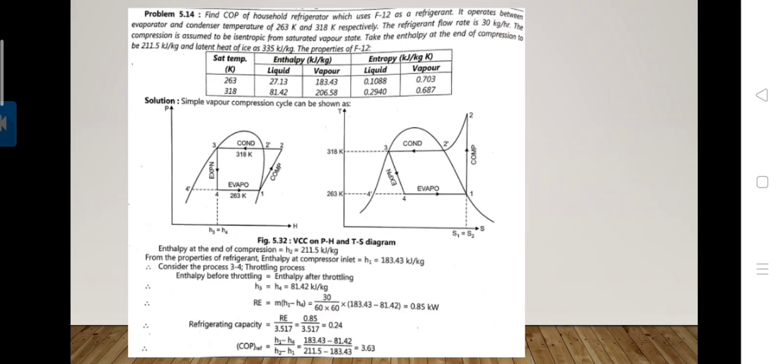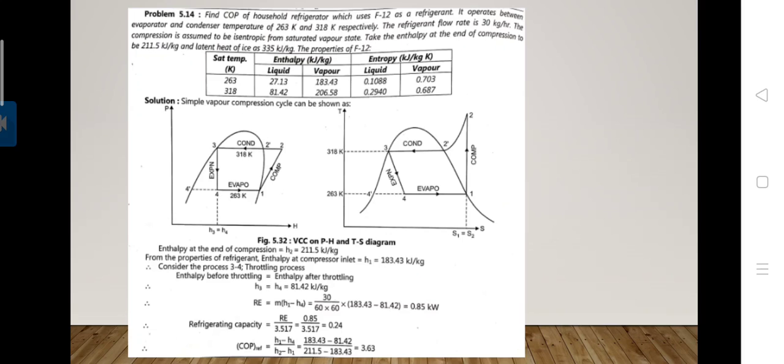After compression, the saturation temperature increases to 318. So 263 is the compressor entry temperature, and the refrigerant is in vapor state, that's why it is taken as 183.43. Now we have to consider the process 3 to 4, that is the throttling process. In throttling, as we know, the enthalpy before throttling is equal to the enthalpy after throttling, that's why H3 is equal to H4, which is equal to 81.42 kilojoule per kg.